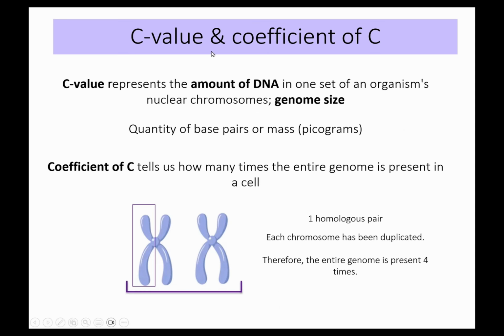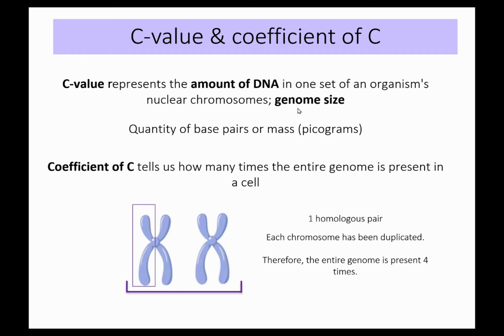Now let's talk about C value and coefficient of C. C value represents the amount of DNA in one set of an organism's nuclear chromosomes. That's known as the genome size. So it's not how many chromosomes do you have in one set. My question here is, what is the weight or the length of that set? That's the genome size, or C value.